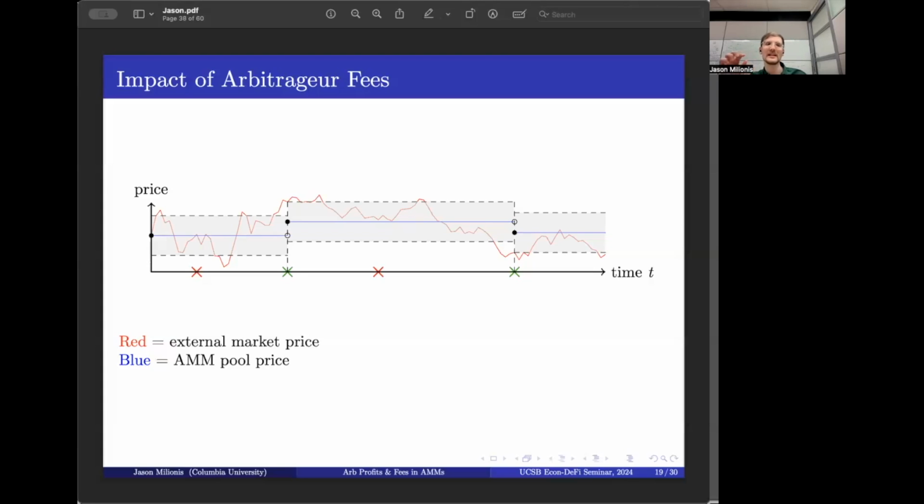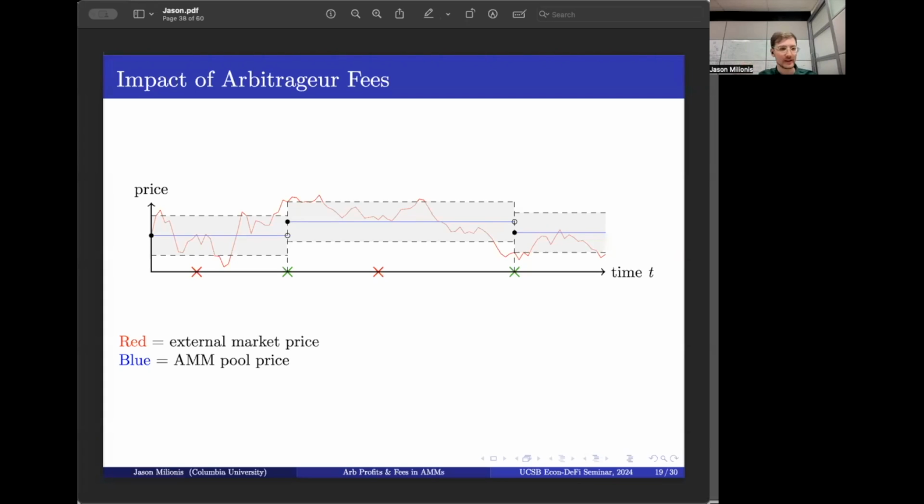What this basically tells you is that the arbitrageurs will not always trade, because the marginal profit that these arbitrageurs would obtain if they traded within this gray shaded region would actually be negative. And so intuitively, what this says is that there needs to be some good price deviation in order for the arbitrageurs to actually be able to profit after the fees being taken out of them.